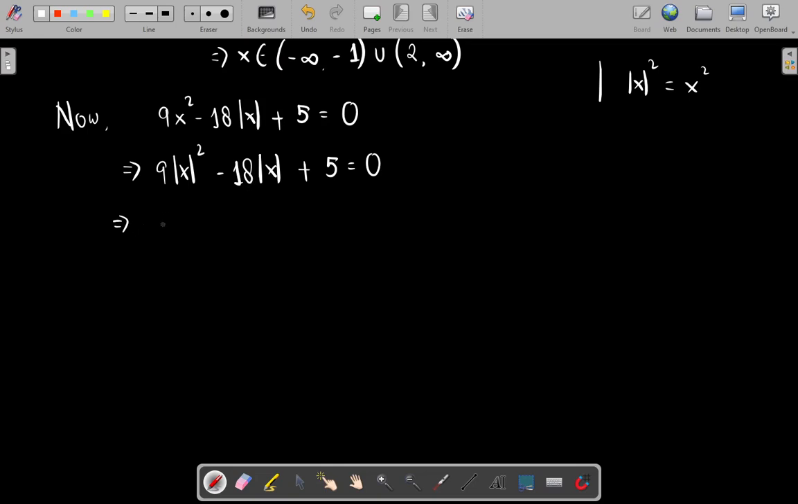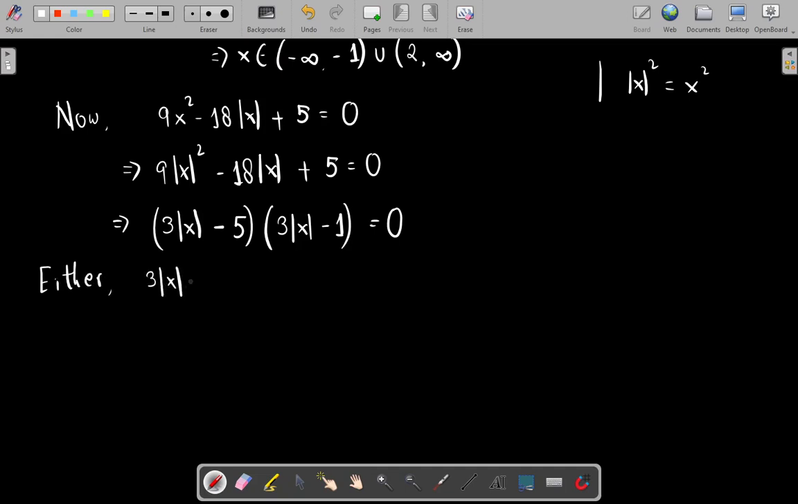So minus 15. So then we have 3 times mod x minus 5 times 3 times mod x, 9 mod x square, and minus 5 times minus 1 is plus 5. Okay, so these are the two factors.